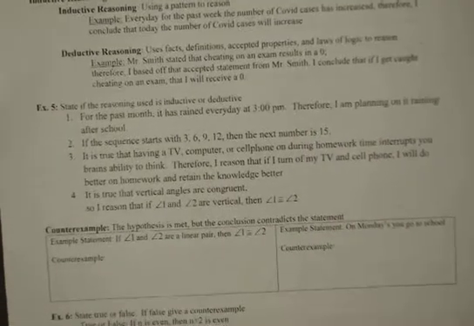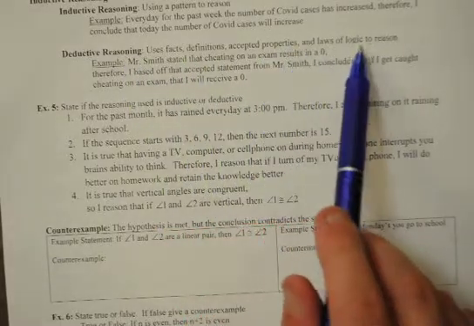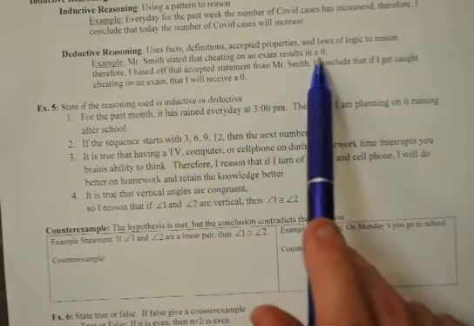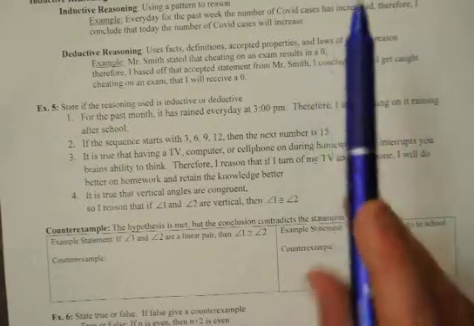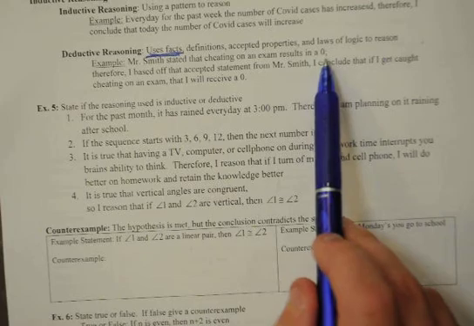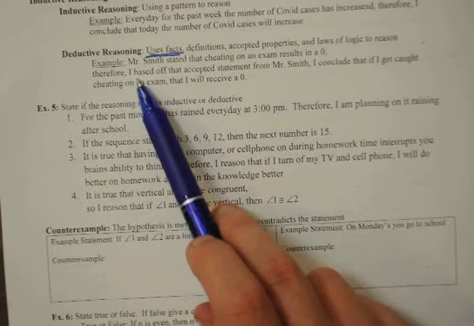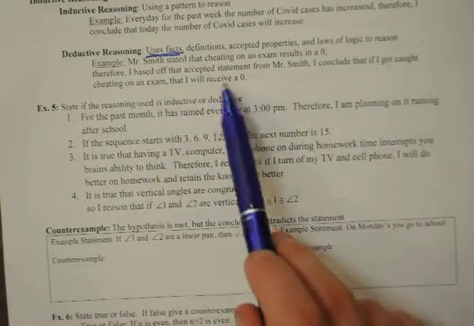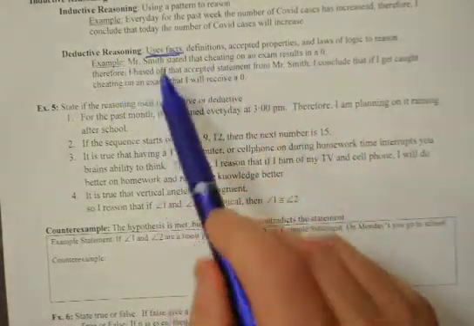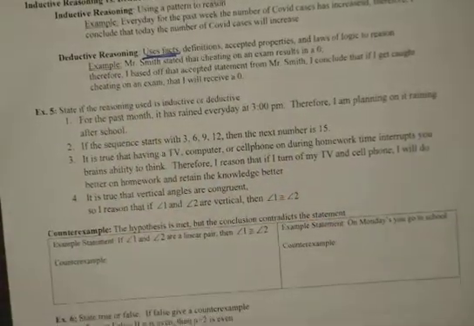Whereas deductive reasoning uses facts, definitions, accepted properties, and laws of logic to reason. So for example, Mr. Smith stated that cheating on an exam results in a 0. I stated that. That's a fact. If you cheat, you'll get a 0 if I catch you. Therefore, my conclusion is, if I get caught cheating, I'm going to get a 0. I'm basing this conclusion off of this fact. It's not a pattern, it's based off of a fact. So this is called deductive reasoning.